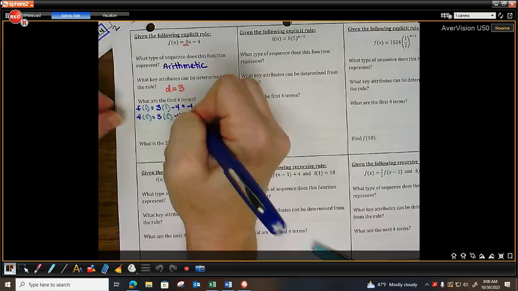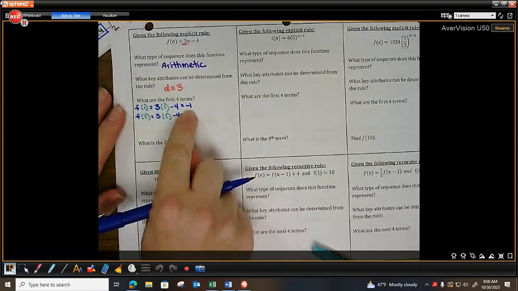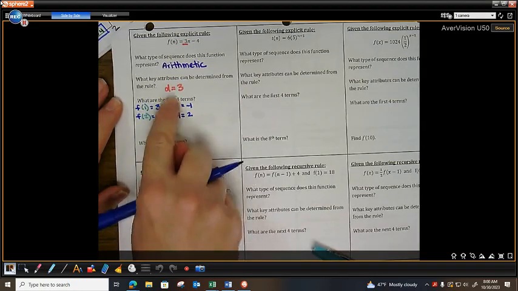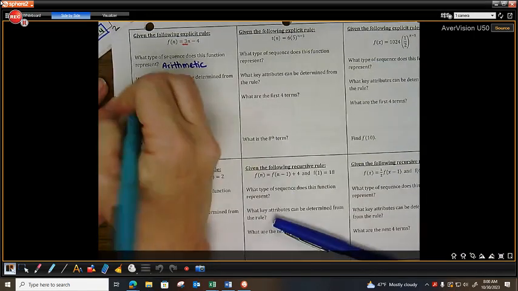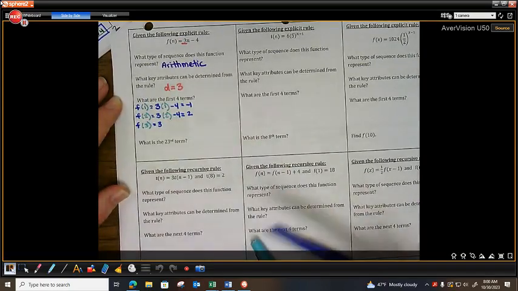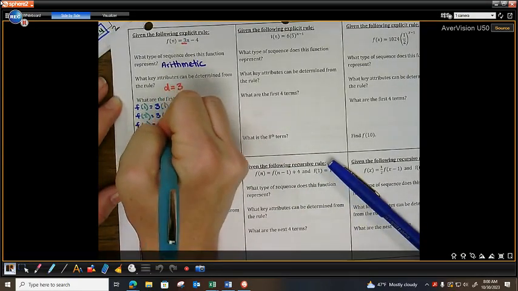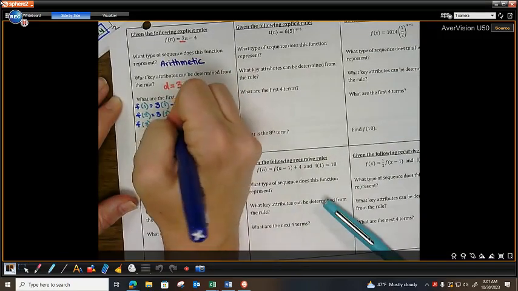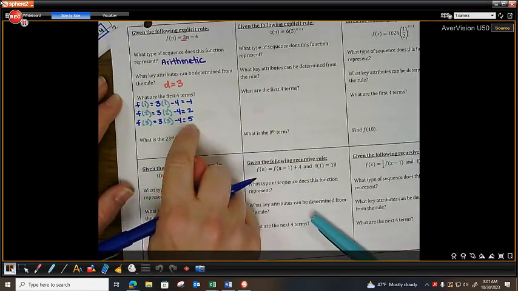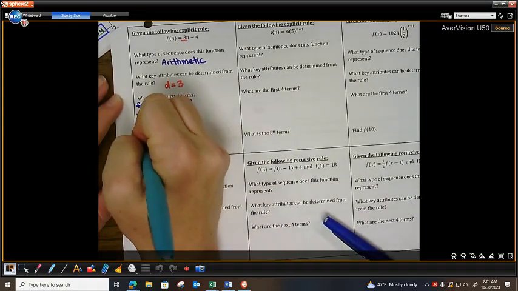Okay, 2. Very good. Well, how did you get from -1 to 2, guys? Plus 3. Is that what we said our change is? Yeah. So now let's find f of 3. 3 times 3 minus 4. What's 3 times 3? Minus 4. Also, how do you get from 2 to 5? Plus 3. What do we think f of 4 is going to be?